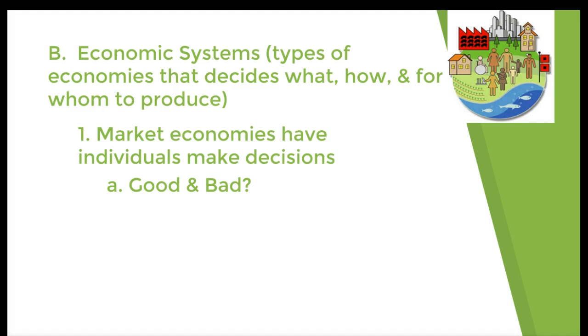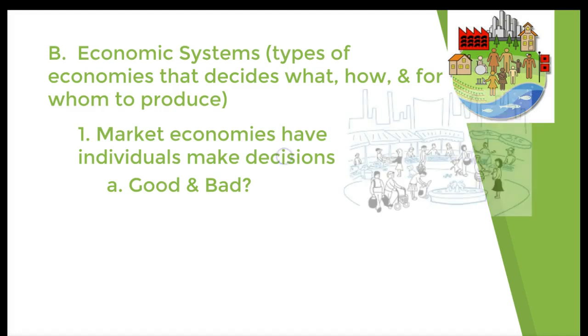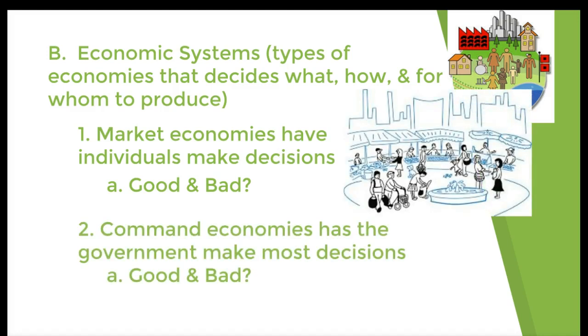Now, the other thing with the market economy is there's a huge difference between the very, very rich and the very, very poor, but there's not a whole lot in between. Market economies have good and bad. Now, the flip side of that is what we call a command economy. Okay, so a command economy is when the government makes most decisions. They decide what they're going to make, how they're going to make it, and who they're making it for. Now, again, there's good and bad to both of these.